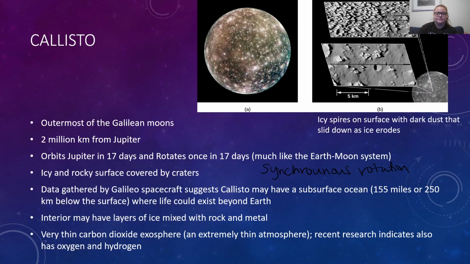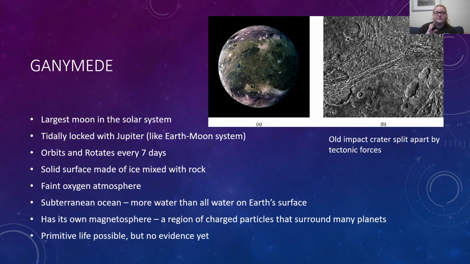All right. So let's move on to Ganymede. So Ganymede is the largest moon in the solar system. So that's one important thing to note. It is, again, tidally locked with Jupiter, aka it has synchronous rotation. Let's try to spell that again. Synchronous. There we go. Rotation. Okay. It has synchronous rotation with Jupiter.